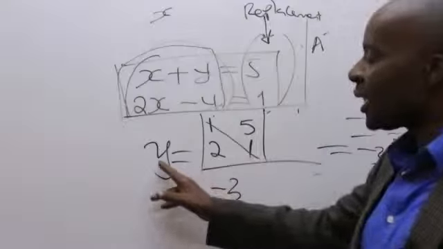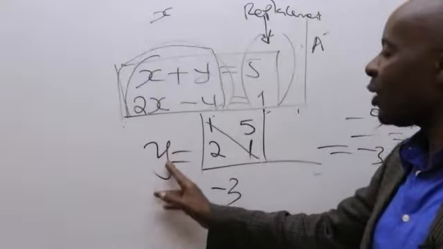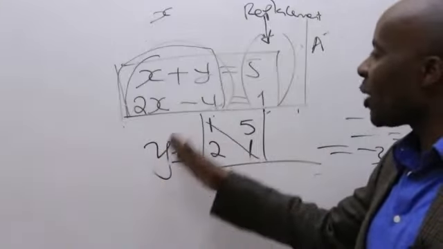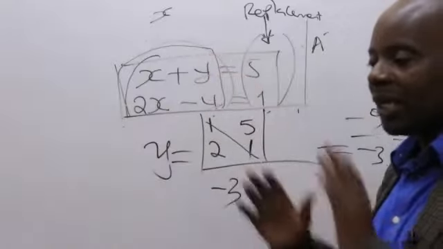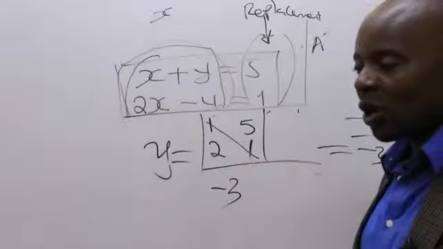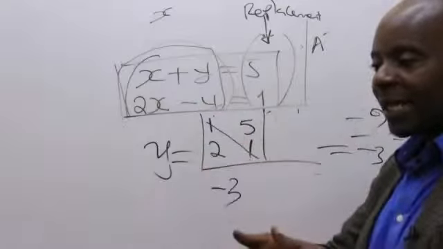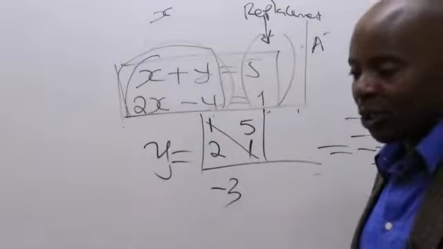It's because this time around we want to evaluate y. And when you want to evaluate y, you can see y is the second column. And y is the one that is disappearing, which happens to be in the second column. So you can only replace it at that particular position.